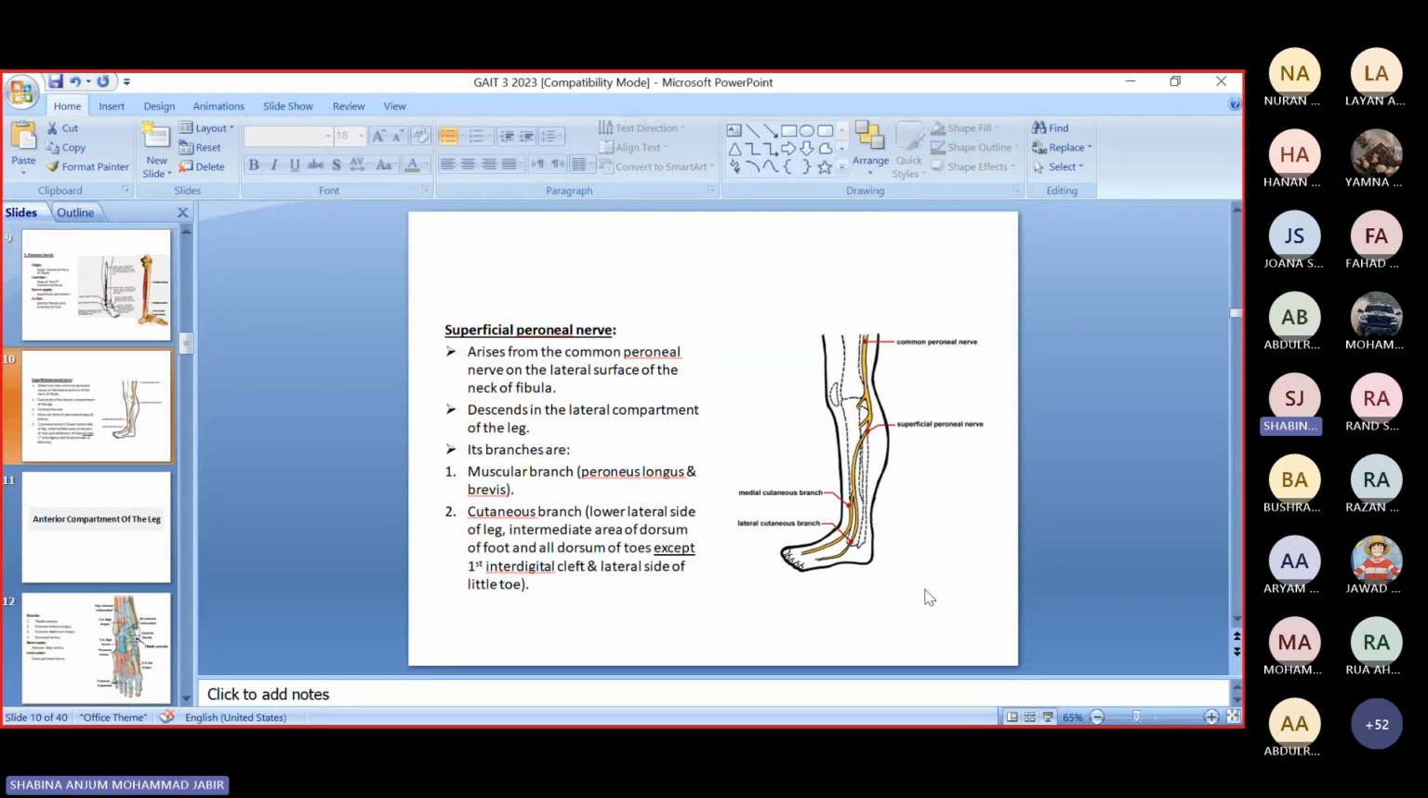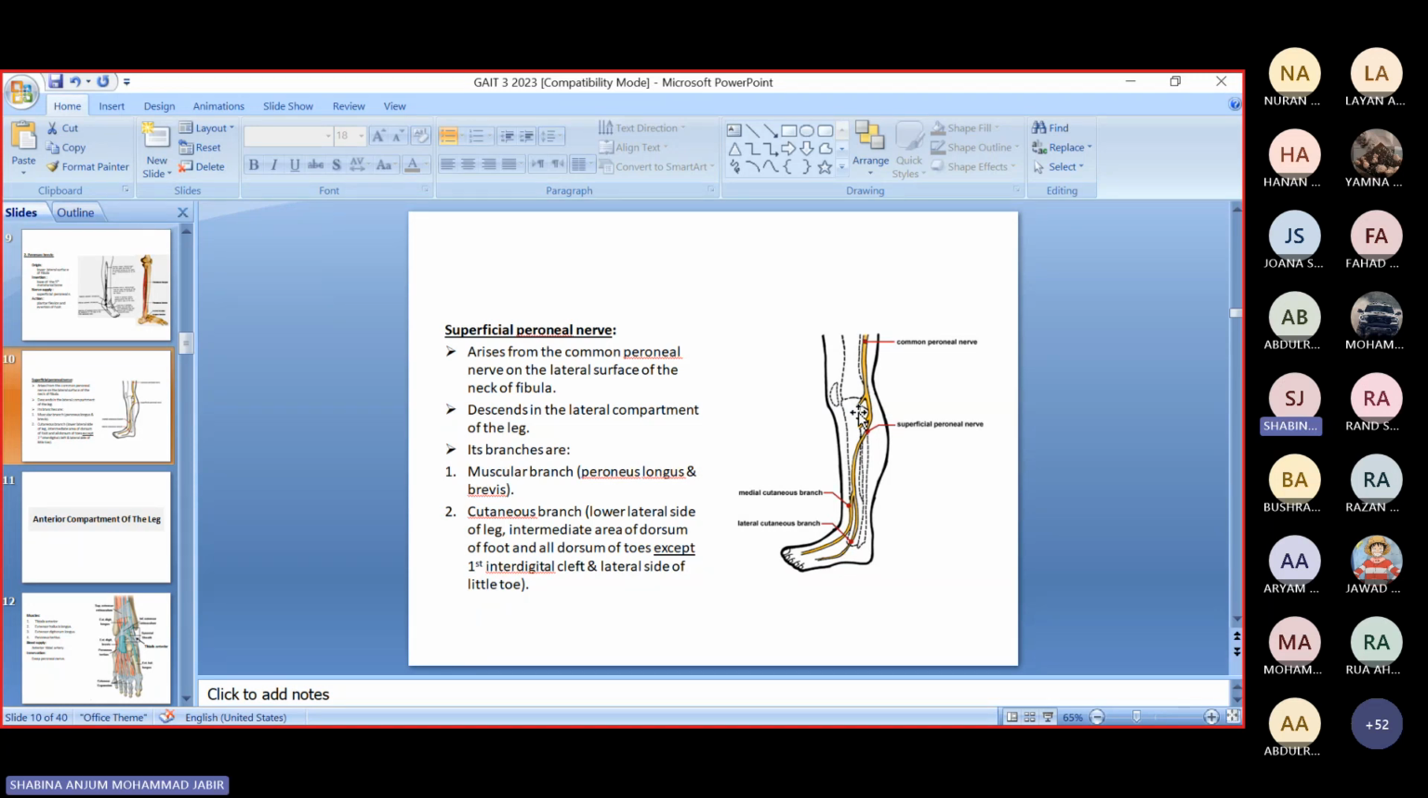Now we have something about the superficial peroneal nerve. So it will arise from where? From the common peroneal nerve on the lateral surface of the neck of the fibula. Okay, so you always have to remember the relation of any nerve with the bone, because if you remember in practical session I showed you that this head of the fibula is very superficial, it is subcutaneous, you can feel. Okay, so this nerve will be around this neck of the fibula.